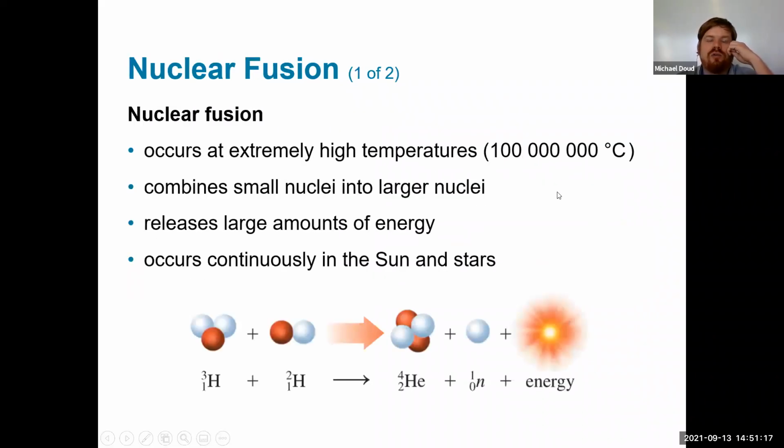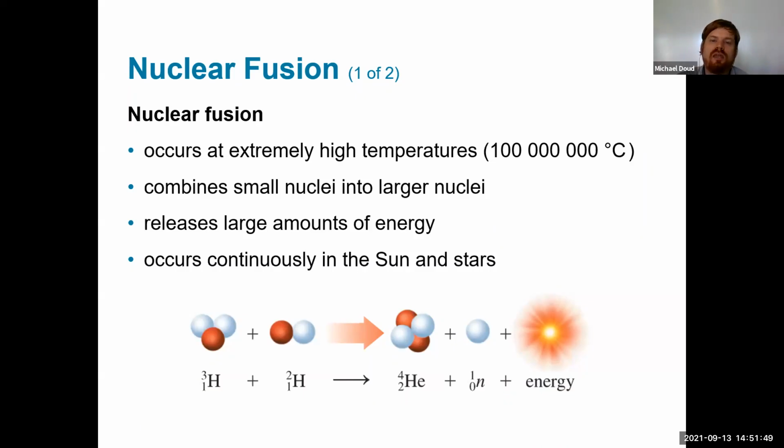Now, nuclear fusion, on the other hand, is where you take 2 small nuclei and they combine together to form 1 larger nucleus. And this is, for example, what happens in the sun. The sun right now is taking protons, which are hydrogen nuclei, and sticking them together with neutrons to form helium nuclei. And it happens at really, really high temperatures, 100 million degrees Celsius. And it just produces a tremendous amount of energy.